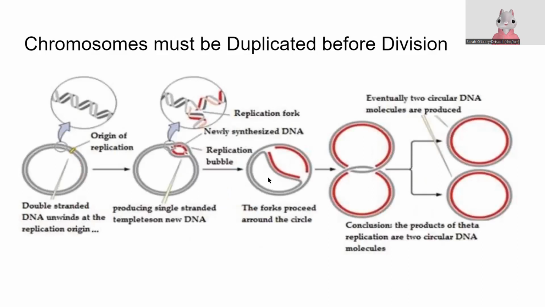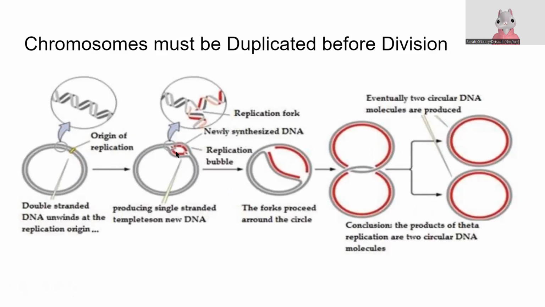In terms of how the chromosome is replicated, that works a little bit differently in different cell types. So this is a picture of bacteria. You can see that bacterial chromosomes are circular. And then we have something called the origin of replication. That's just what it sounds like. It's the starting point of replication.